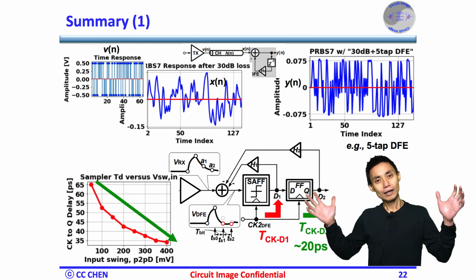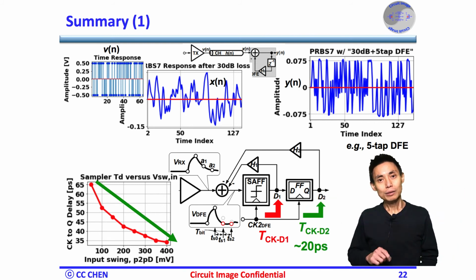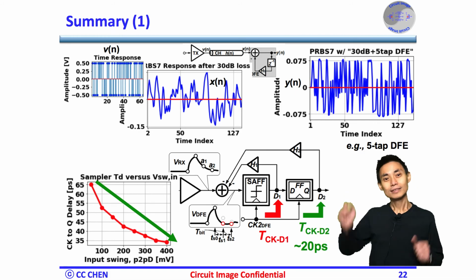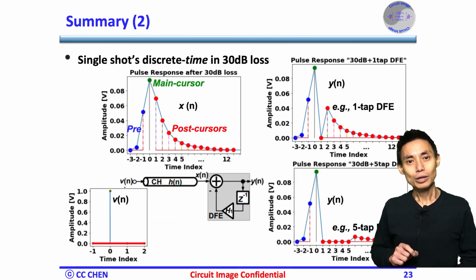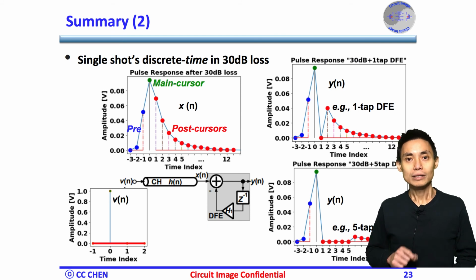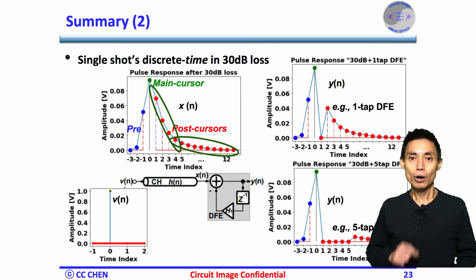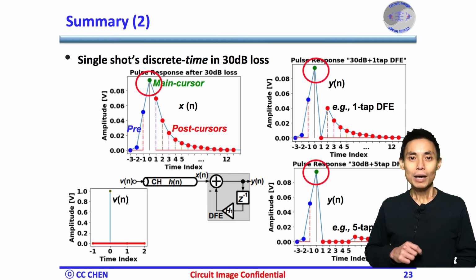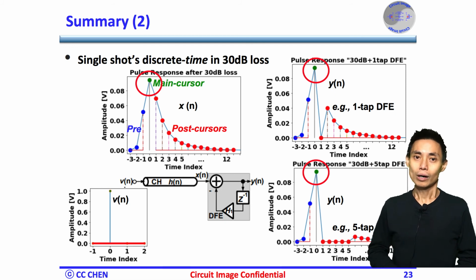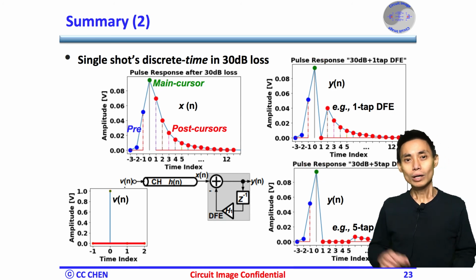Why is that? Any single shot image in your head? Bingo! This single shot image will tell you that the DFE's job is to cancel the post-cursor ISI, not the precursor ISI. In addition, the DFE does not amplify the signal at all. So, whatever loss you take from the channel, the signal swing will remain the same. So, what can we do?